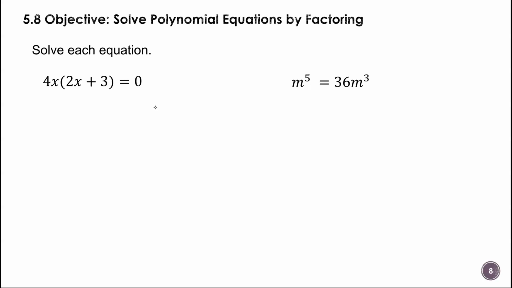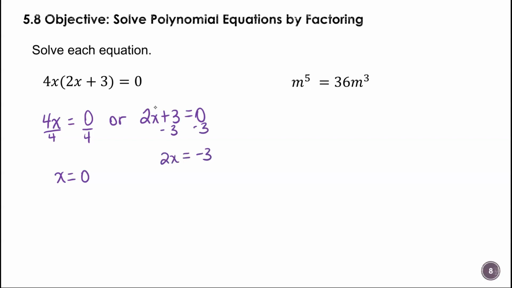So on this one, notice it's already factored, so I just set each of my factors equal to 0, and then solve for x. On the first one, we're simply dividing by 4, and x is 0. On the second one, we're subtracting 3. I'm showing it this time just for a little variety. Divide by 2. And so my two solutions are x equals 0 or x equals negative 2/3.